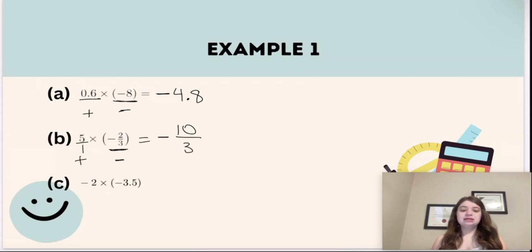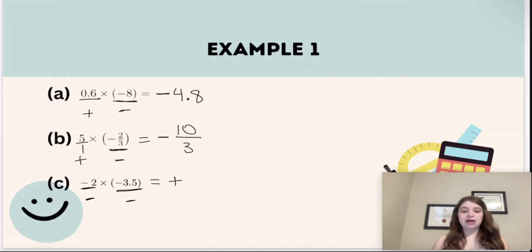Okay, let's next do C. For C, we're multiplying negative 2, which is a negative number, with negative 3.5, which is also a negative number. Therefore, we're going to end up with a positive result because, reminder, multiplying two negative numbers together, whether it's integers, rationals, irrationals, whatever, is going to give us a positive result.